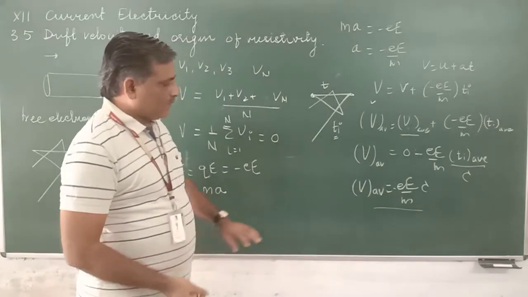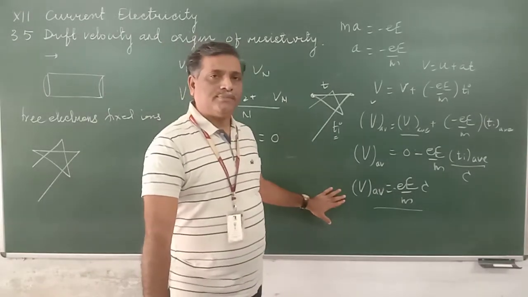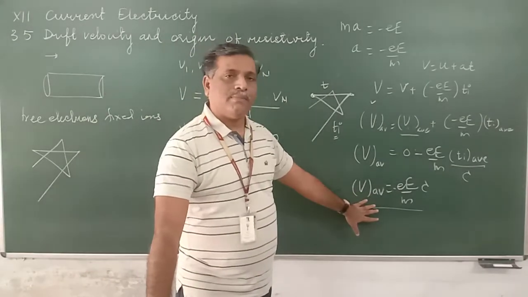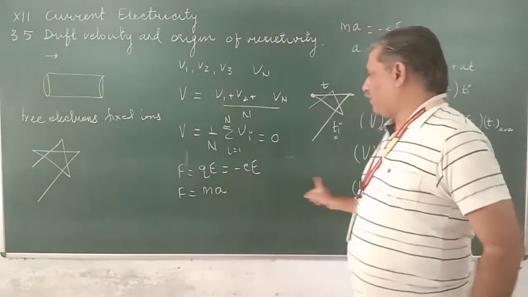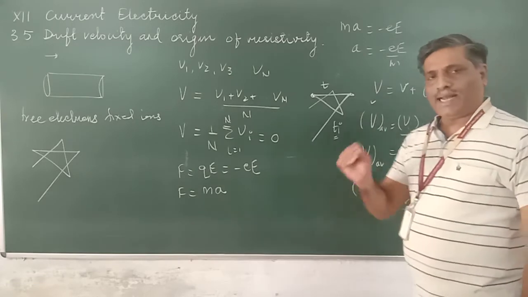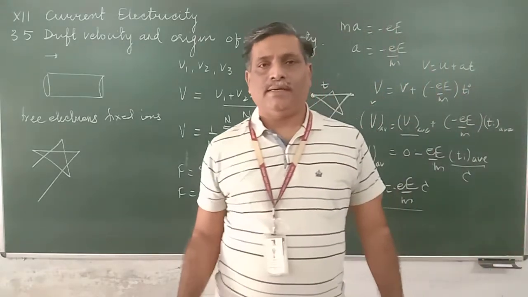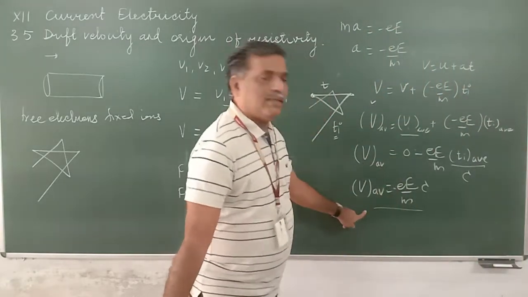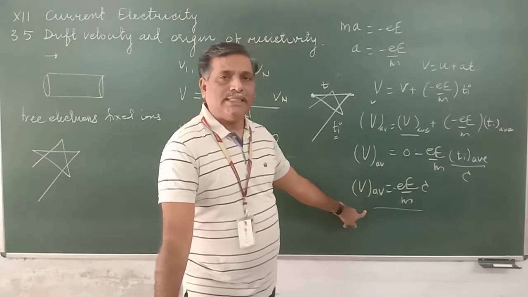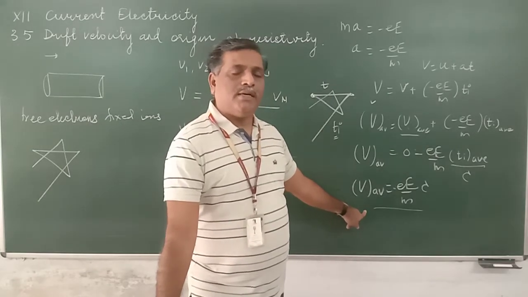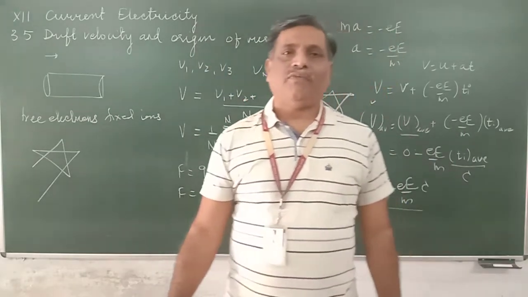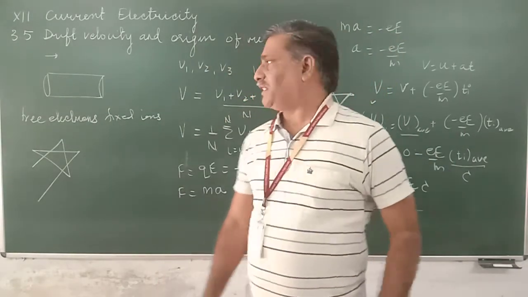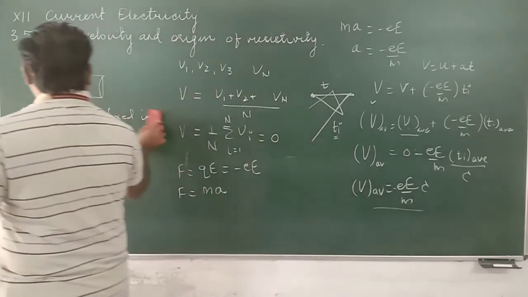Check it here. This velocity is independent of time even though the electrons are accelerated. This is the important thing. If electrons are accelerated, then it should be time dependent. But here we get the velocity as time independent even though the electrons are accelerated. Such a velocity we call a drift velocity. So here we come to the drift velocity.